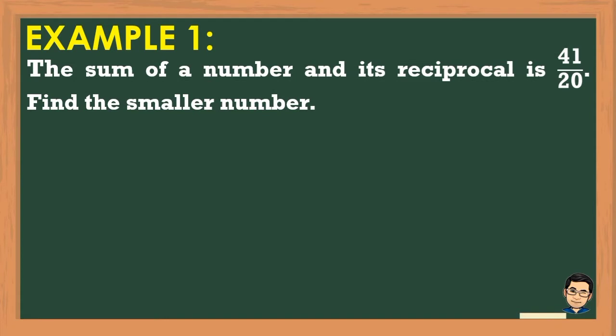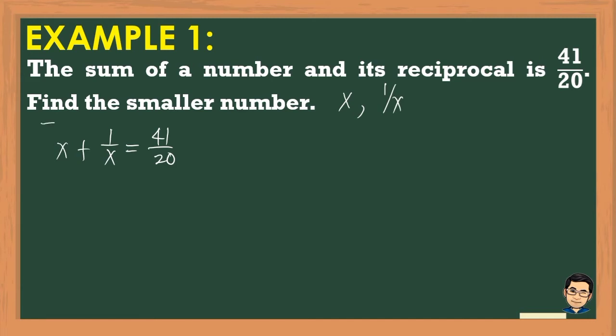The sum of a number and its reciprocal is 41/20. Find the smaller number. So to represent this one, yung number po natin is x, and then yung reciprocal magiging 1/x. And then kapag pinag-add natin yon, yung sum is 41/20. So paano yon? Magiging x plus 1/x is equal to 41/20.